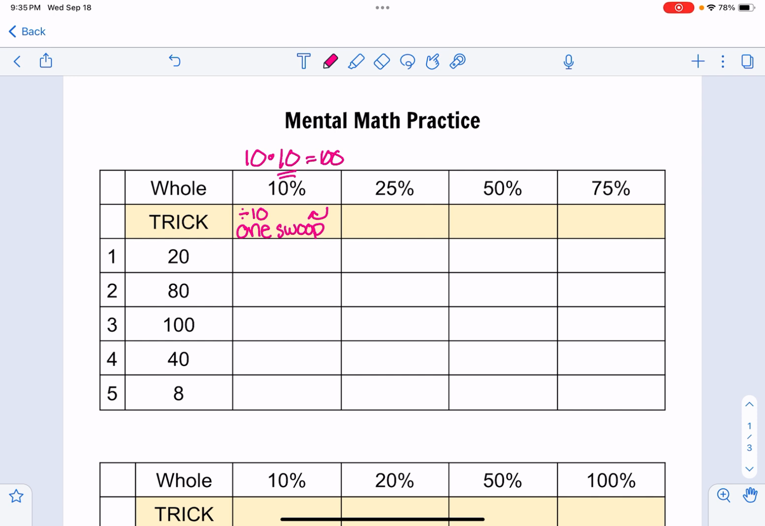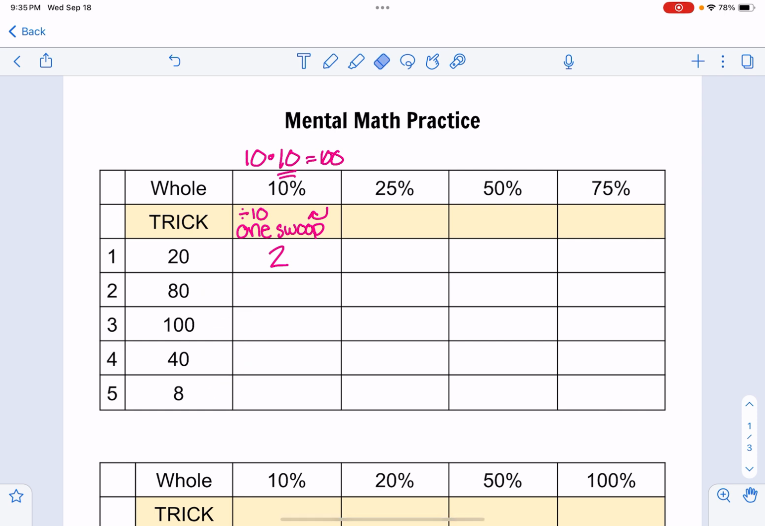So let's try finding 10% of 20. So we could do 20 divided by 10. We know how to do that, but let's pretend we forgot how to do 20 divided by 10 real quick. You put the period at the end, like at the end of the sentence. You do one swoop in, and you get 2.0 or 2. So 10% of 20 is 2. Pause the video and see if you could find 10% of 80, 10% of 100, 10% of 40, and 10% of 8. Then unpause when you're ready to go over it.